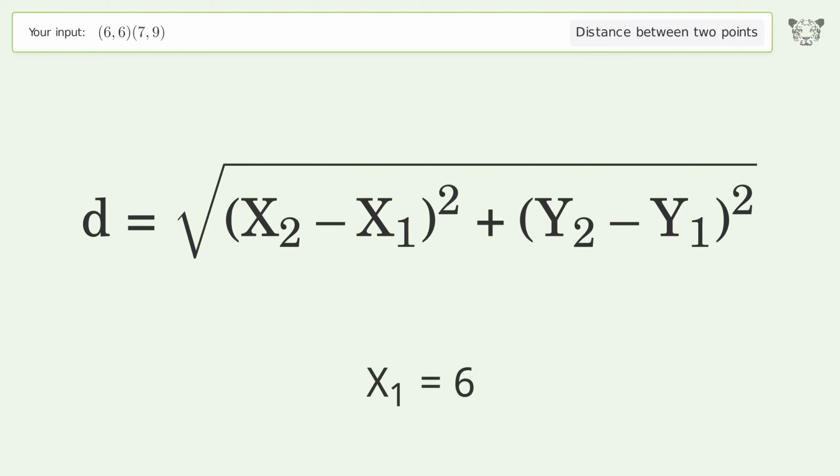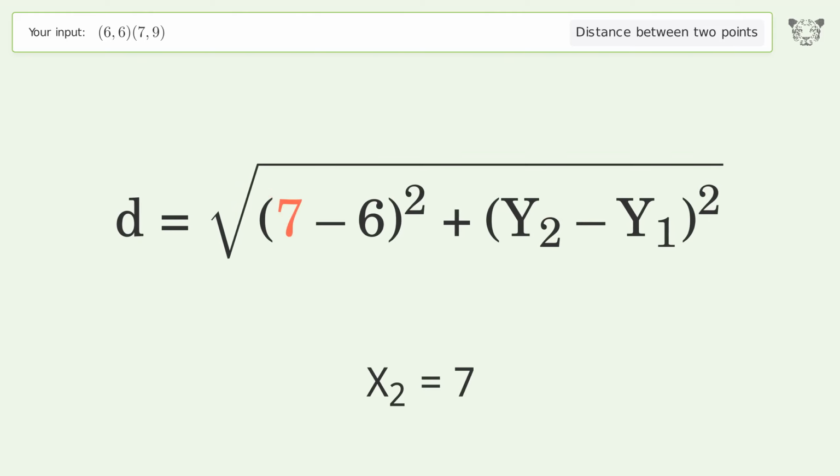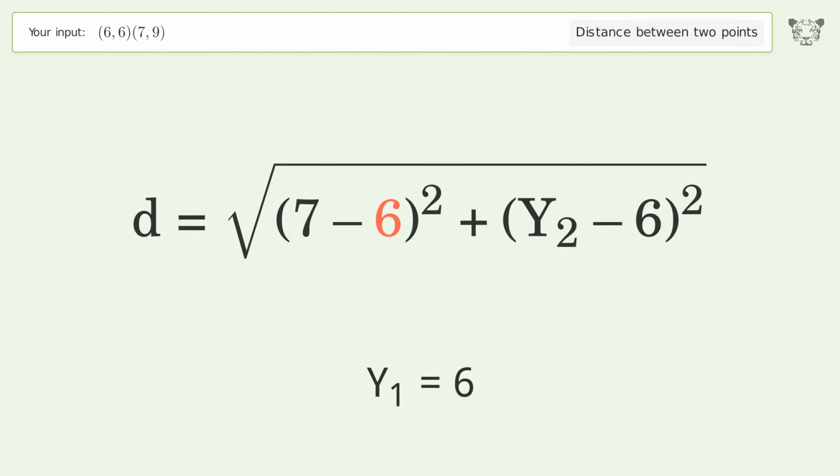x1 equals 6. x2 equals 7. y1 equals 6. y2 equals 9.